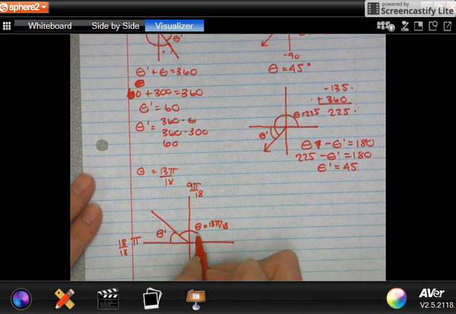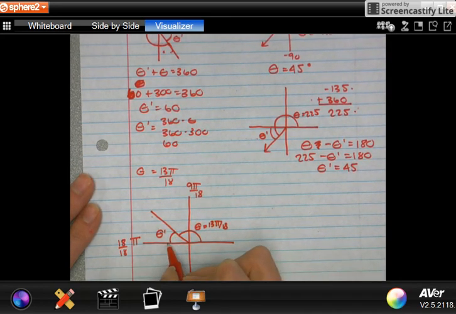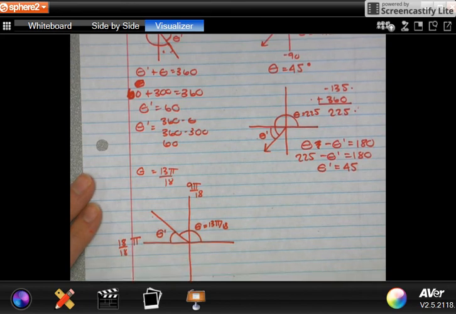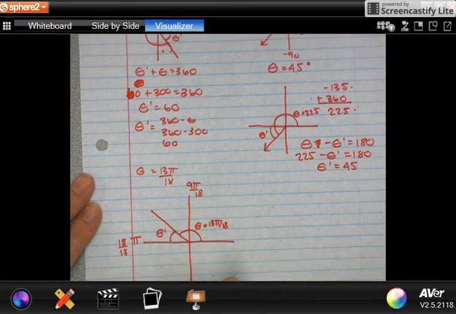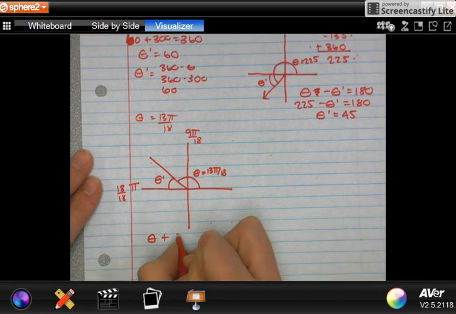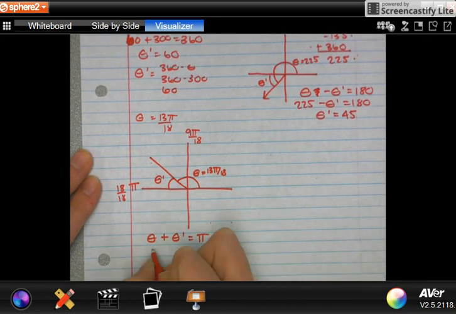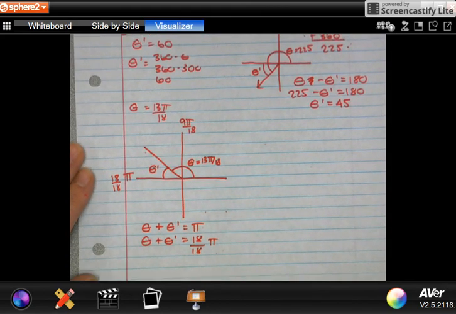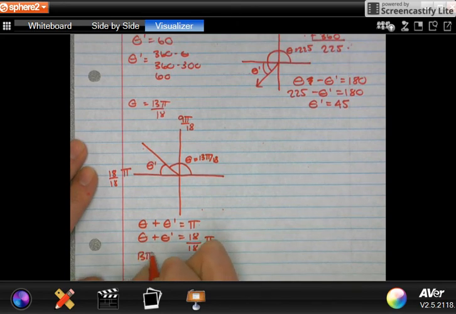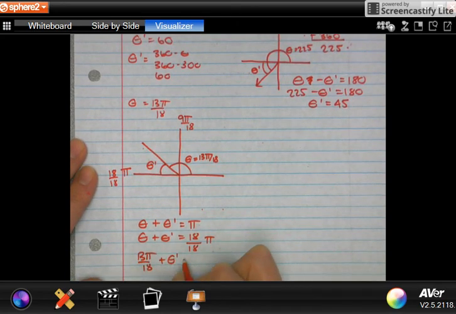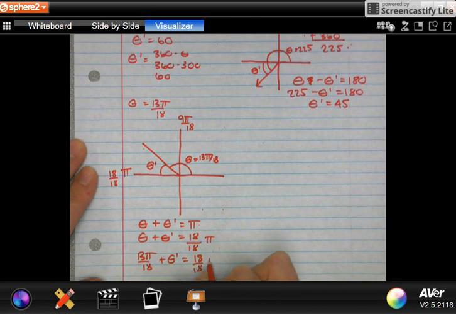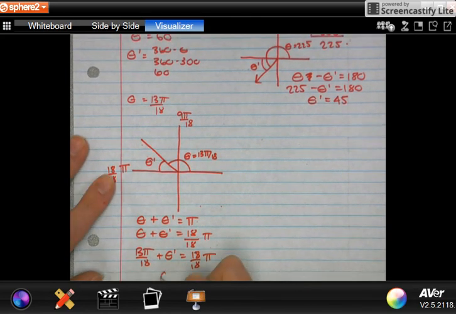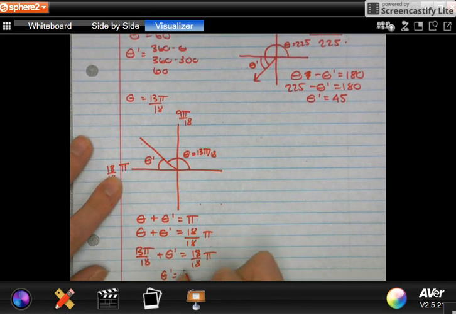I can see that theta plus theta prime should be equal to pi, or 18 over 18 pi. Now I know that theta is 13 pi over 18, so I'm just asking myself how much further I need to go to get to 18 over 18. And the answer would be 5 pi over 18 more.